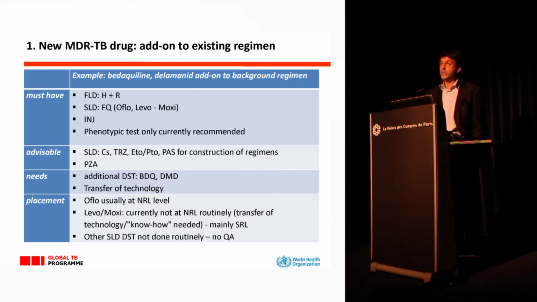So if we add bedaquiline to an optimized MDR-TB background regimen, then of course we need a test assessing first-line drug resistance, isoniazid and rifampicin, because we need to be sure we're speaking about MDR-TB.